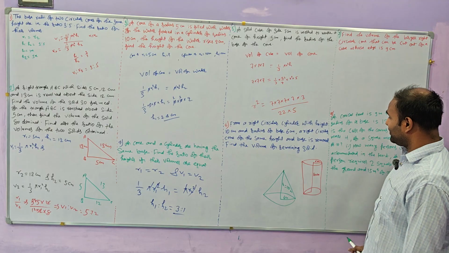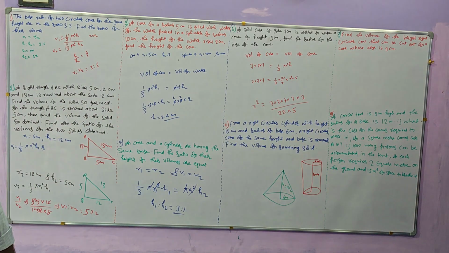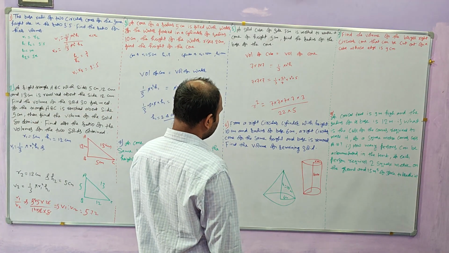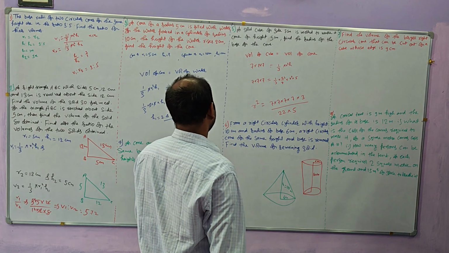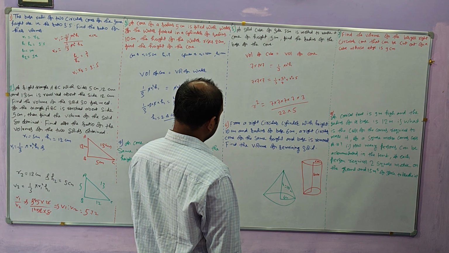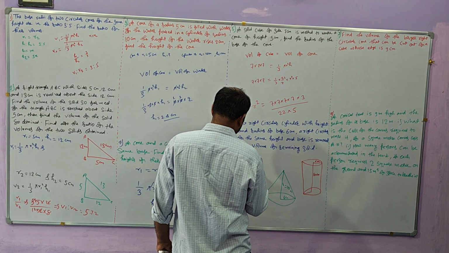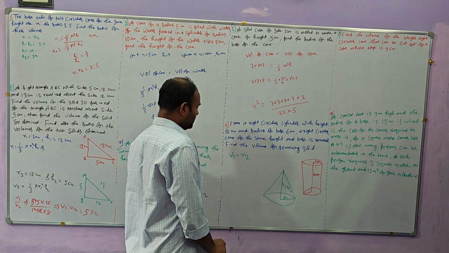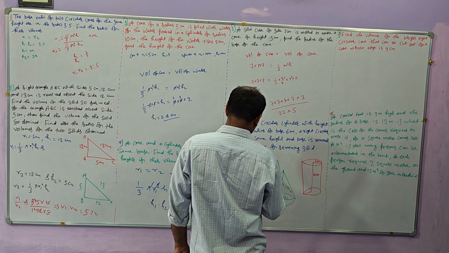There is some solid left after removing the cone. We need to find out the volume of the remaining solid. So we can say that the volume of the cylinder is V1, and the volume of the cone is V2. When we subtract it, we get the volume of the remaining solid.